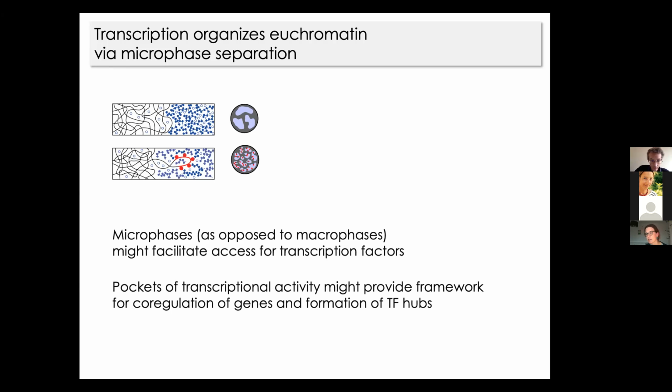What I mean by this, and it'll become clearer in a little bit, is that we now know that genes often come together when they are co-transcribed and they form hubs of transcriptional activity in the nucleus. And these might, of course, reside exactly in these transcription pockets that we have identified.